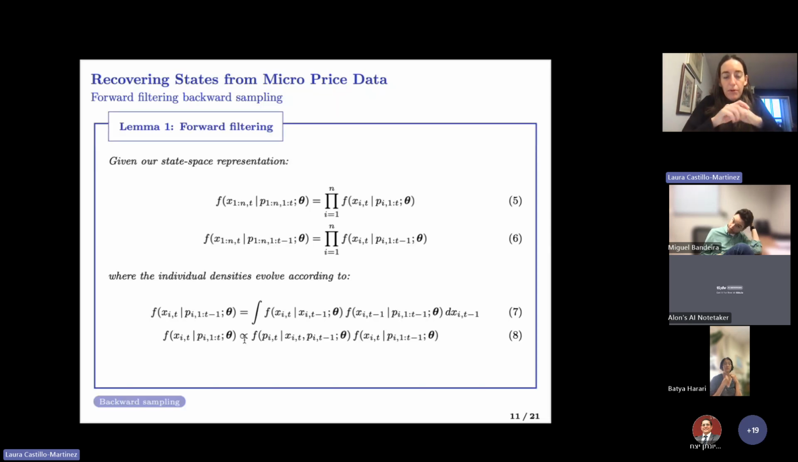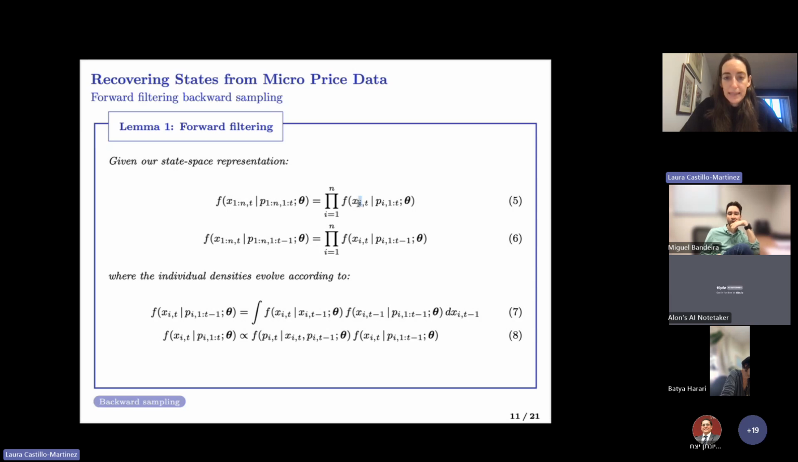Formally, the problem looks as follows. This is just the standard definition of the forward filtering problem. All I want you to take away from here, if you've seen many of these before, is that the joint densities, so this is the filtered density, and this is the one step ahead density, both of them can be factorized into the product of individual densities. So this is for all the different firms, and I can simplify it into the product of the individual firm density problem.